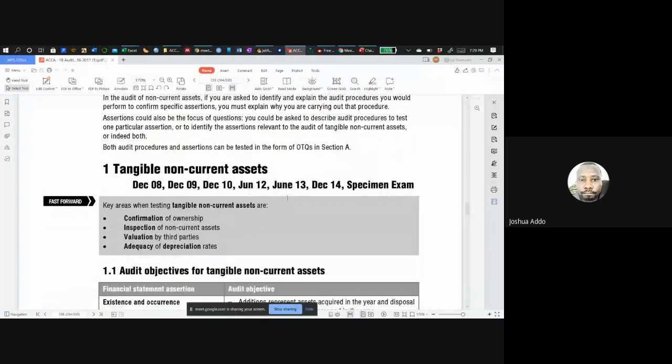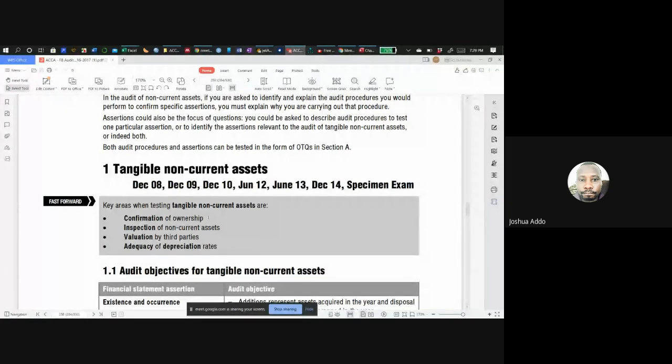So, key areas when testing tangible non-current assets. Confirmation of ownership. That's about the rights and obligations assertion. So the rights side of that assertion goes for assets, and the obligations side of that assertion goes for liabilities. And that's about ownership. Well, not probably strictly ownership, because you know in accounting, this belief of substance over form.